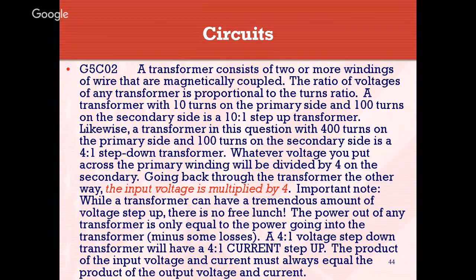So if you have a 4 to 1 voltage step down transformer, it will have a 4 to 1 current step up. And the product of the input voltage and current must always equal the product of the output voltage and current. There you go.